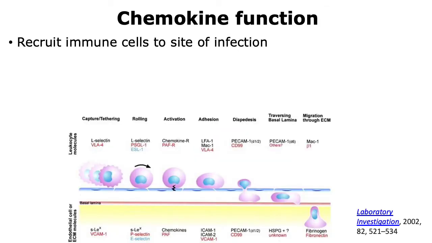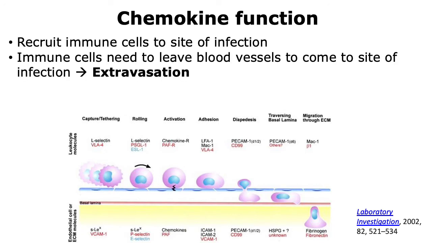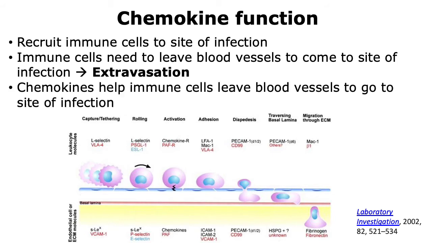Chemokines are able to recruit immune cells to the site of infection, and in the following slides, we will look at the mechanism by which this occurs. Immune cells need to leave the blood vessels so that they can come to the site of infection. The monocytes and neutrophils that are part of the innate immune system are usually circulating in the blood. However, when they have to go to a tissue where there is an infection, they have to leave the blood, and that process is called extravasation.